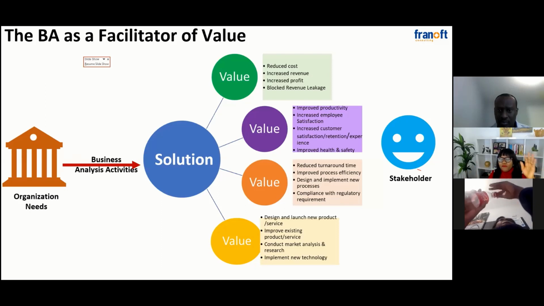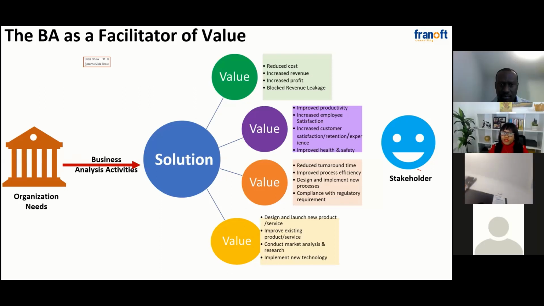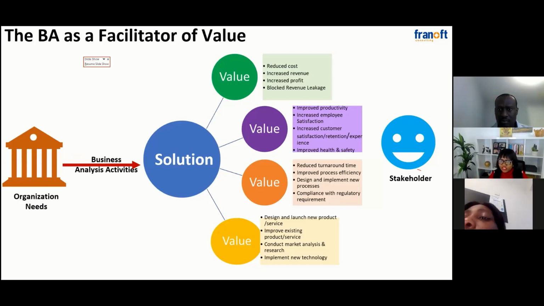So every activity you engage in, does it reduce costs? Does it help the organization increase revenue or increase their profit? Does it block revenue leakage? Does it improve productivity? You do a job for, say, 5 days, but you've been able to improve the process and reduce it to 2 days. You serve your customer for 7 hours, but you're able to improve the process and serve your customers in 2 hours, right? At the end of the day, improved productivity will definitely lead to increased satisfaction, whether on the side of the employee or even your customer. You are improving the customer experience.